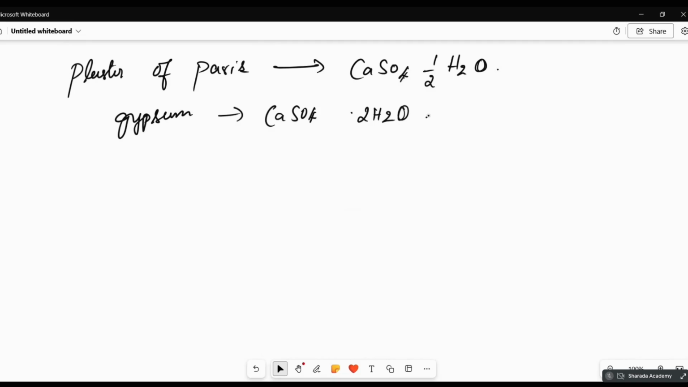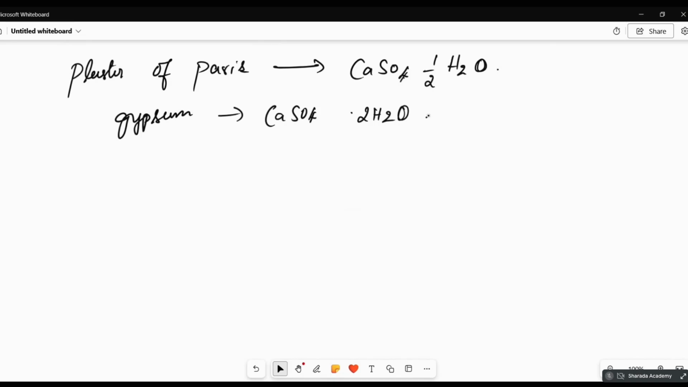It is used by the doctors for fracture purposes, for repairing the fracture. Plaster of Paris is a white powder. When you mix some water with it and leave it for some time, it becomes a hard mass that we call gypsum.